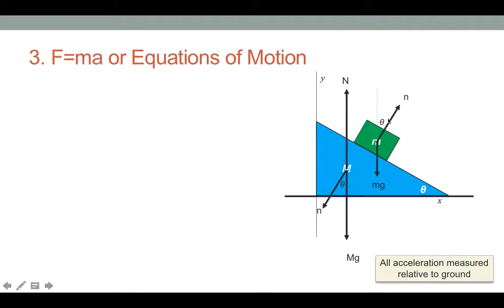So write down F equals ma first just for the block right here, and do that in your notes.